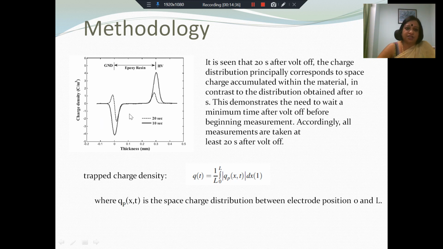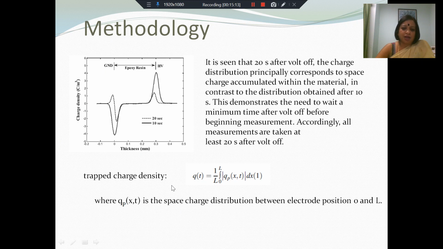Trapped charge density can be calculated by calculating the area under the signal. So Q_T is equal to 1 by L integral of Q_P(x,t) dx. You integrate over the entire length, the area under the curve of the entire signal, to get the total trapped charge density. As we see, this is homopolar charge trapping, in the sense that negative charge has been trapped near the negative electrode and positive charge has been trapped near the high voltage electrode. We have applied here a positive signal, so the high voltage is positive with respect to ground.